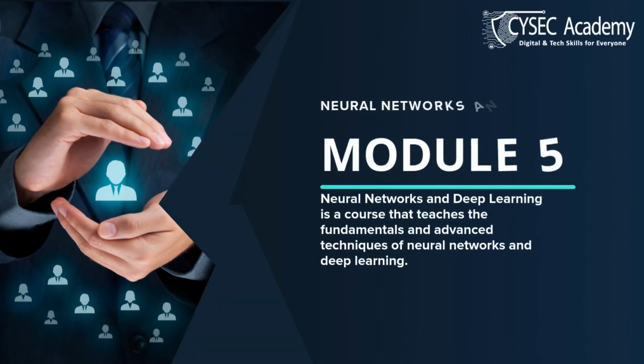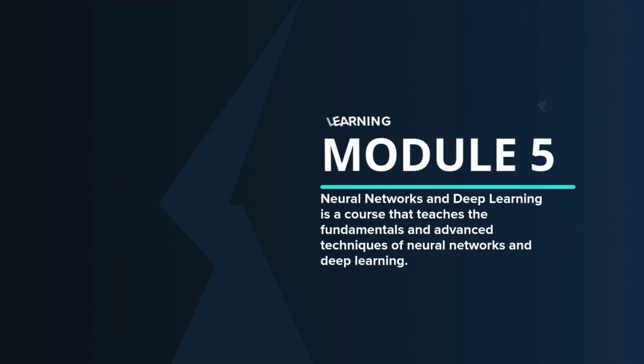Welcome to Module 5 of the AI and Machine Learning course. This module covers the basics of neural networks and deep learning, including network architecture, activation functions, and training via forward and backward propagation. It also introduces deep learning models such as convolutional neural networks, CNNs, and recurrent neural networks, RNNs.